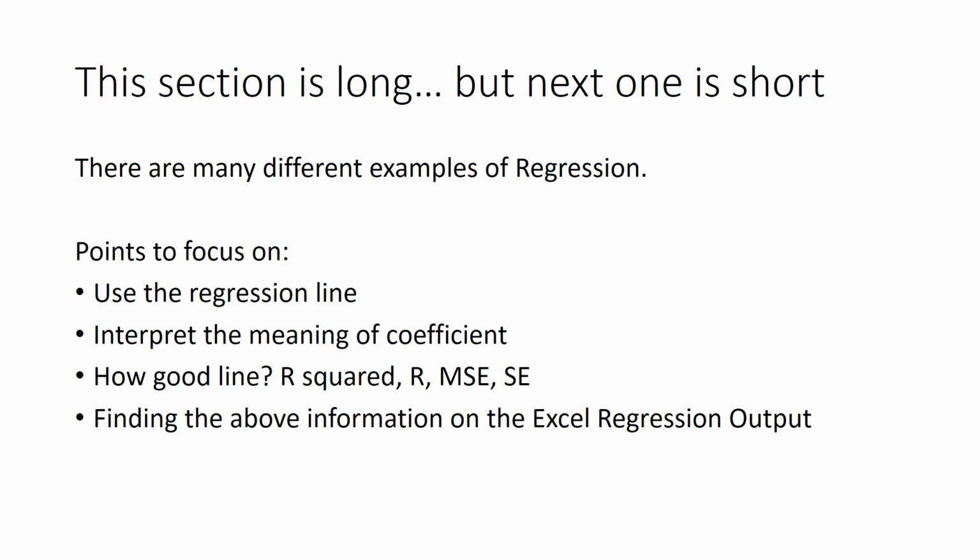Focus on these points. You will want to know how to use a regression line. It's basically an equation that you're going to use. The equation will have coefficients, and you will want to be able to interpret what they mean. The next thing would be this regression equation you're getting. How good is it? Finally, we will be looking at running regression on Excel. How do you do that? And then being able to get the information we need off of the Excel regression output, and also being able to calculate some of the things on the regression output.